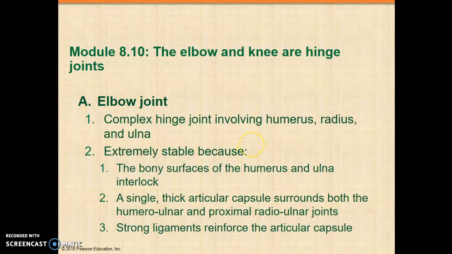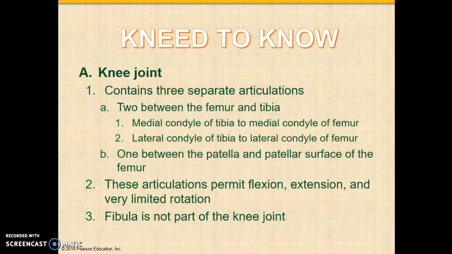The elbow joint is a complex hinge joint involving the humerus, the radius, and the ulna. It's very stable. The bony surfaces of the humerus and ulna interlock, and there is a thick articular capsule that surrounds this, and there are very strong ligaments that reinforce the articular capsule. The knee joint, you have a need to know this. It contains 3 separate articulations, 2 between the femur and tibia and 1 between the patella and the patellar surface of the femur. These articulations permit flexion, extension, and very limited rotation. The fibula is not part of the knee joint.